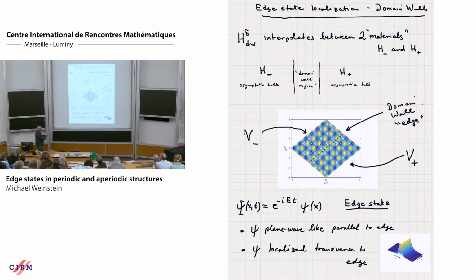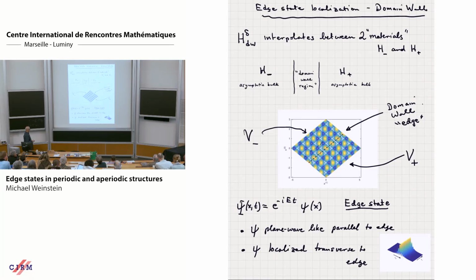And an edge state, okay, so this edge over here will be a direction of translation invariance. So that direction is going to be an element of the period lattice. So an edge state is a time harmonic solution of the eigenvalue problem, H psi equals E psi. H delta domain wall psi equals E psi. I'll tell you what delta is in a moment.